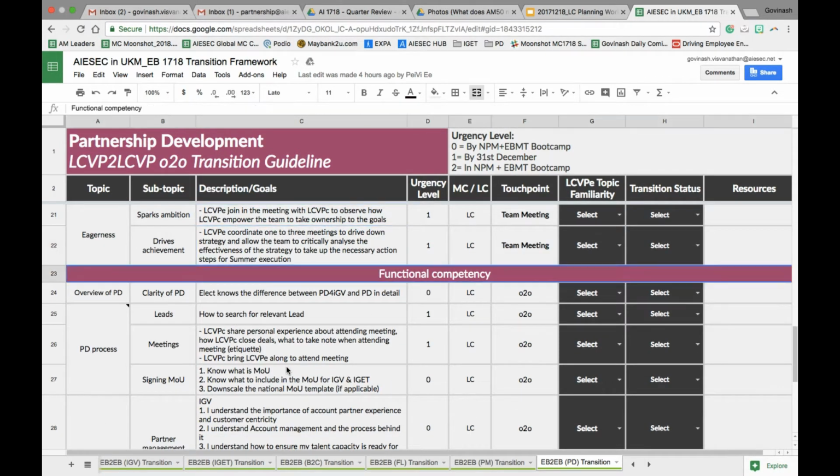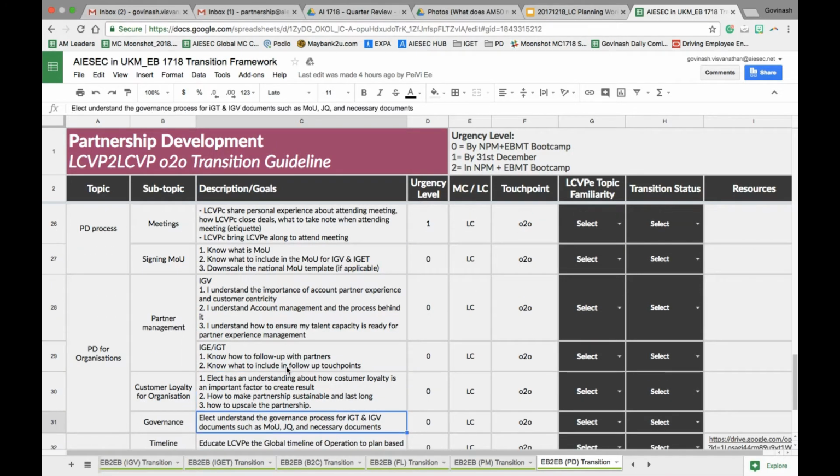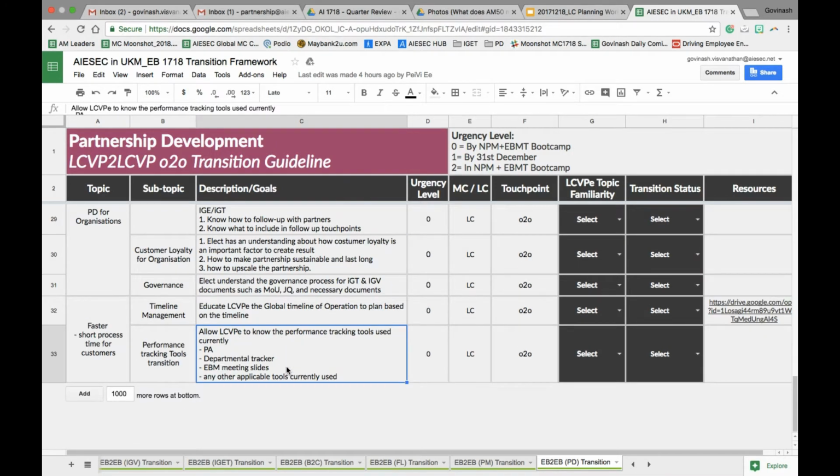So these are mainly the key things for the functional transition in PD, and this is what we want to highlight. Repeating again: the overview of PD, the PD processes, PD for organizations, and lastly faster and shorter process time for customers. These are the key things you need. If you don't understand or need more clarity, you can definitely contact me or Audrey over here, and we can give you more explanation on the materials or the education that we need.